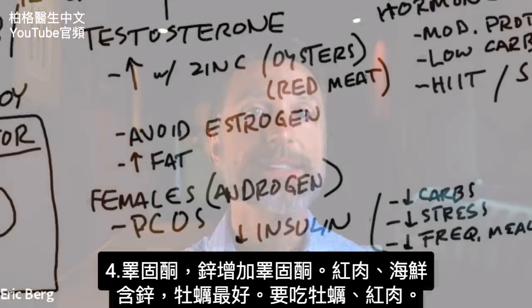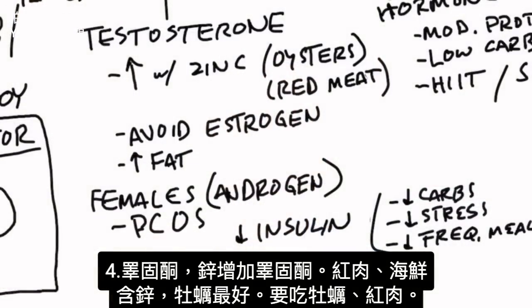That is increased with zinc. And now we're getting into the red meats. We're getting into seafood, especially oysters. Oysters have the most zinc out of anything you can eat. So oysters and red meat.